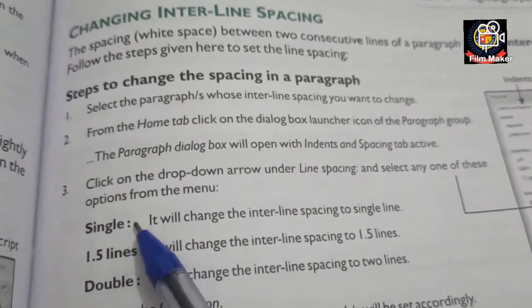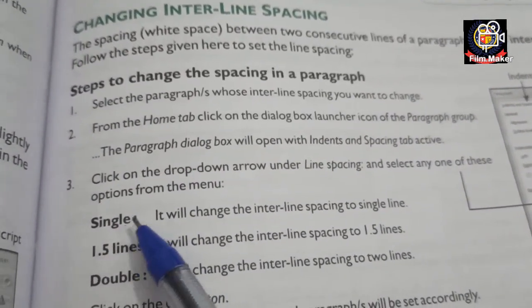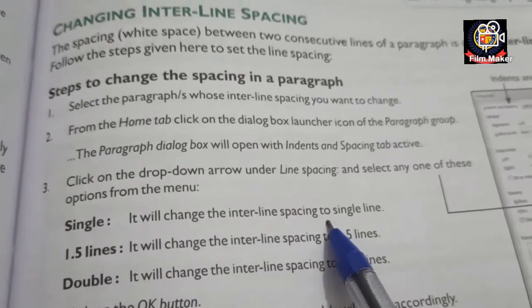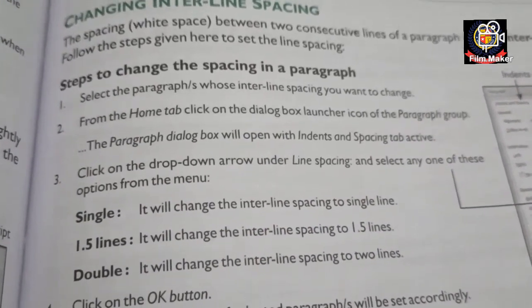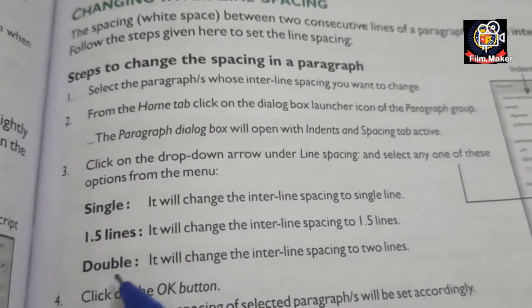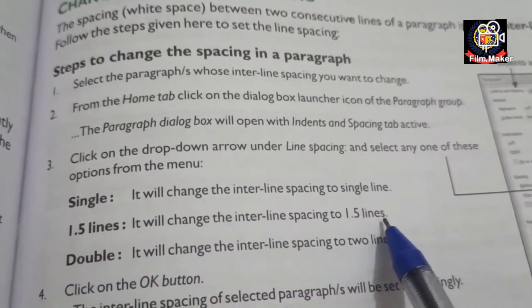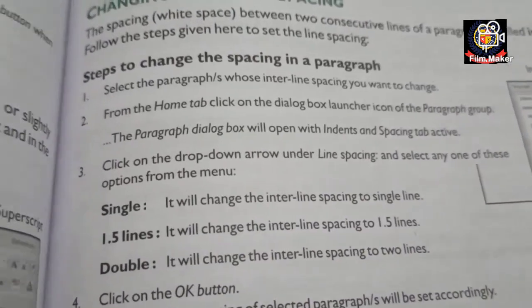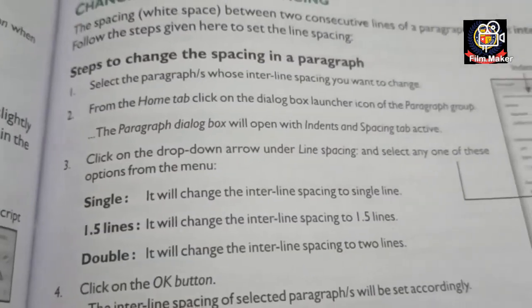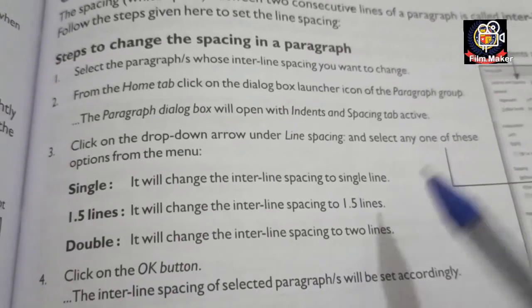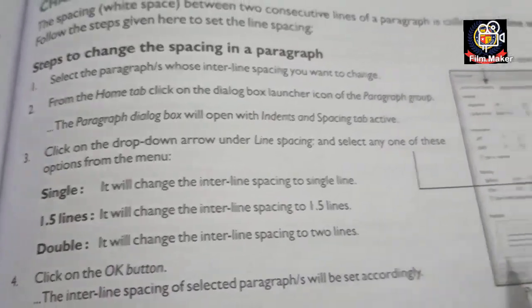Okay, so these are the types of line spacing available. One is single, so it will change the interline spacing to a single line, which means it will give a space of a single line. Next is 1.5 lines, it will change the interline spacing to 1.5 lines, which means 1.5 line spacing will appear. Then next is double, it will change the interline spacing to 2 lines. Okay, so now click on the OK button.